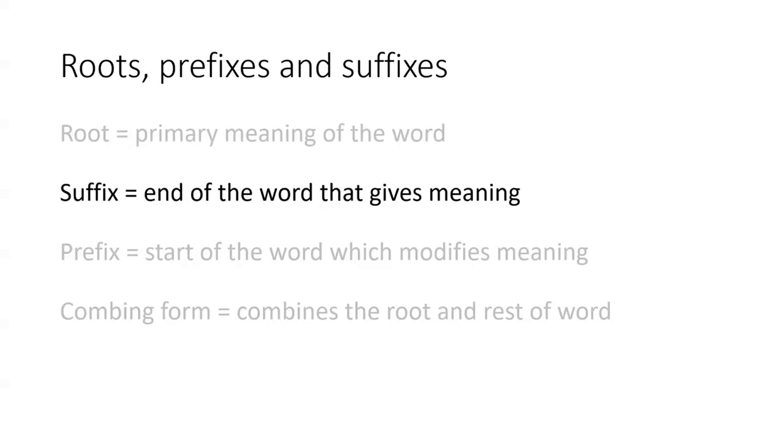A suffix is the end of a word which gives that word meaning. So for example, the suffix "cyte" relates to a mature cell. So a myocyte is a mature muscle cell, an osteocyte is a mature bone cell, and a phagocyte is a mature immune cell.